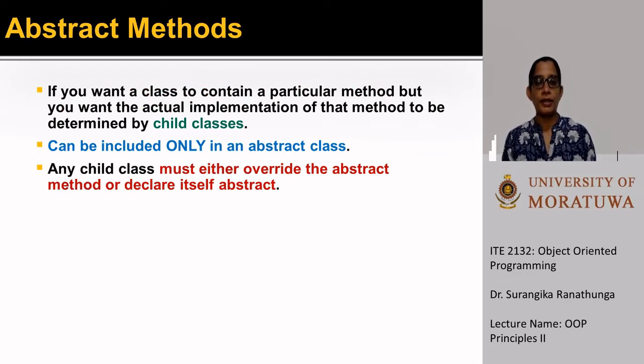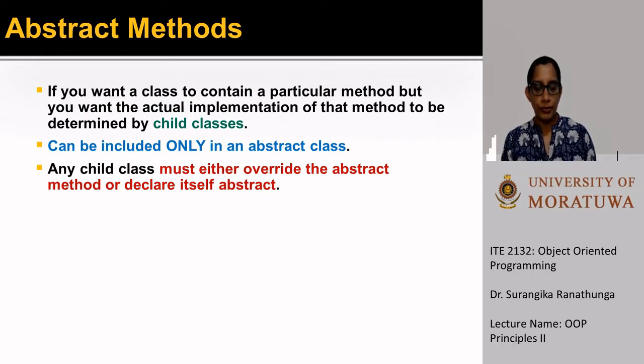So the related concept is abstract method. That's what I just discussed in the previous slide, the move method. The move method that is included in the vehicle class is an abstract method. That means in the vehicle class, we will only be adding the method signature to show that vehicle has a functionality called move. So implementation is not given.